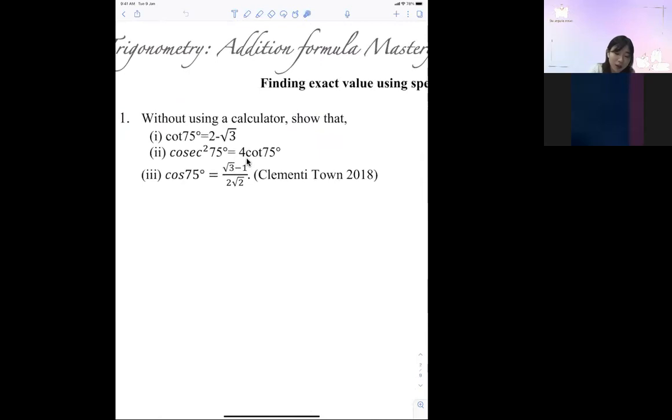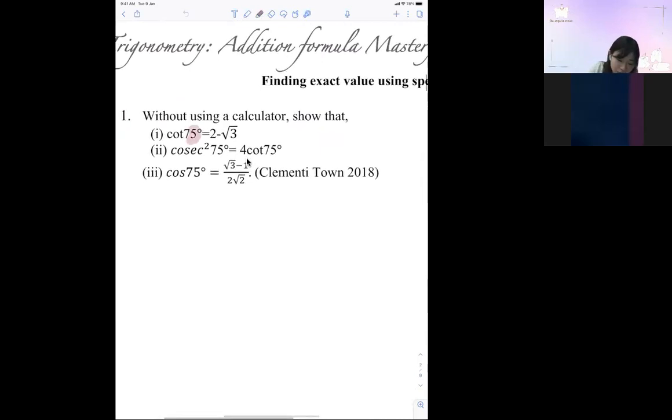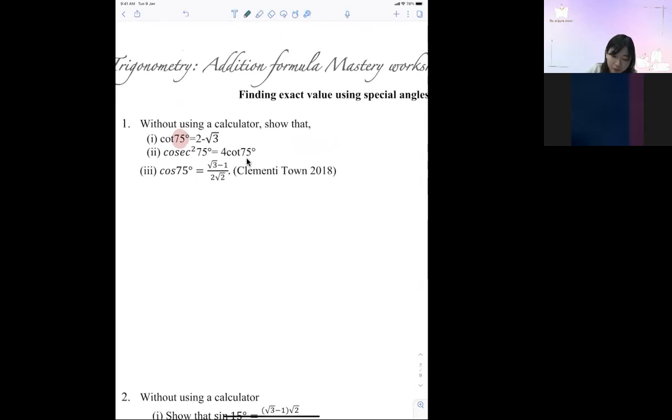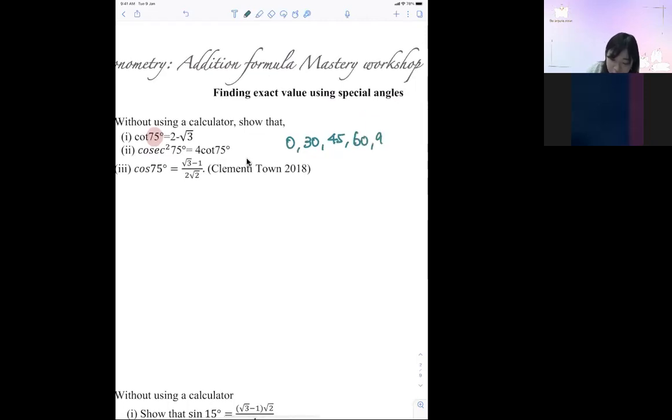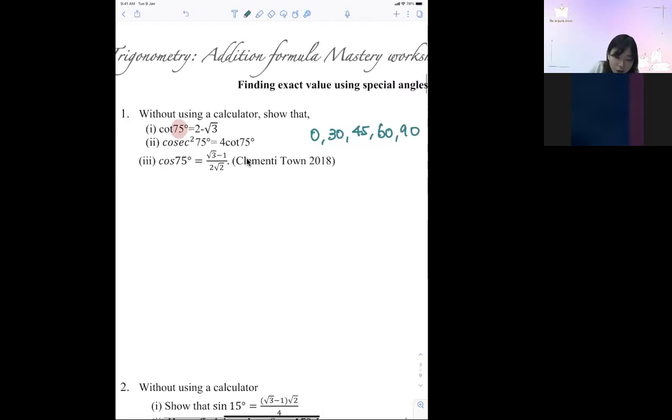The first one is when they give you something, but the angle is not your special angle. Brian, can you name me your 5 special angles? 30, 0, 30, very good. 45, 45, 90, okay, very good. And 60. All right. So 75 is not a special angle.